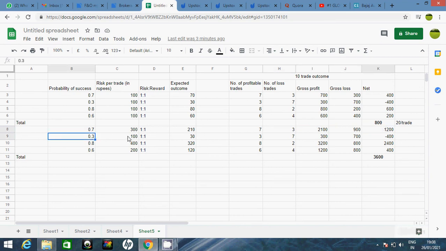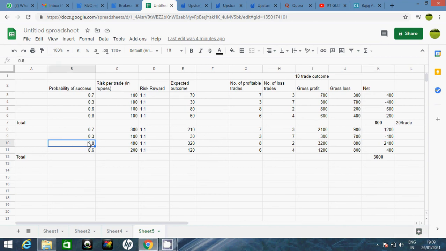Similarly is the case for this. Since the probability of success of these setups is low, we are betting only the original 100 rupees on this. And in that case, we will be similarly losing 400 rupees. 300 rupees we will be making on 3 profitable trades, and 700 rupees we will be losing on loss making trades. So net we will be losing 400 only, like the previous scenario.